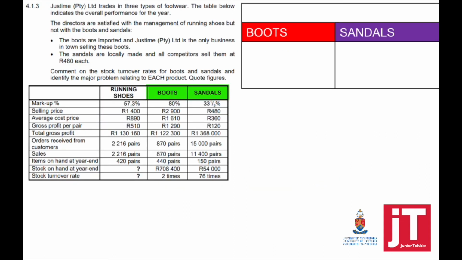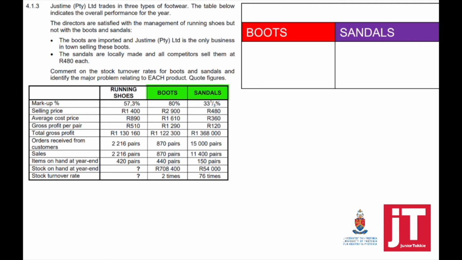4.1.3. Justine Pty Limited trades in 3 types of footwear. The table below indicates the overall performance for the year. The directors are satisfied with the management of running shoes, but not with the boots and sandals. The boots are imported and we are the only business in town selling these boots. The sandals are locally made and all competitors sell them at 480 each.